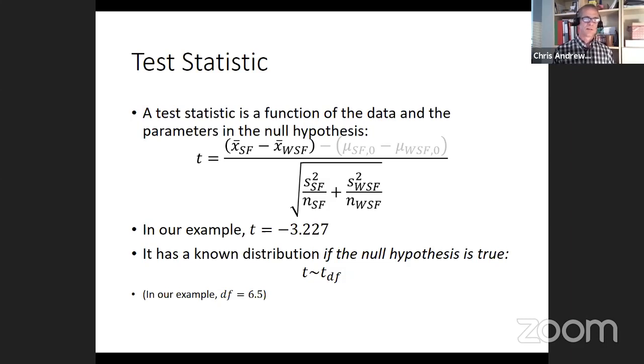Obviously, other things come into play in the size of a test statistic, like how big is the difference between the two sample means, and how much variability is there in the observations of these data. We can take the numbers from the previous page or just the raw data and compute a test statistic. There are obvious commands for R and SAS on how to do this, and they'll all give you that the test statistic is minus 3.227.